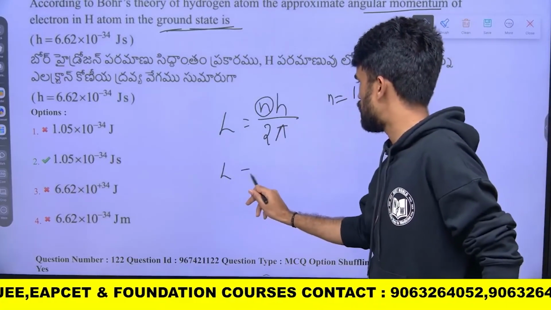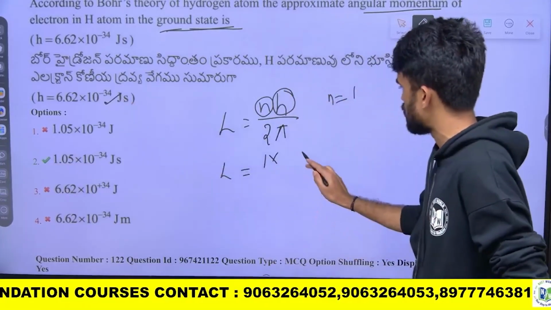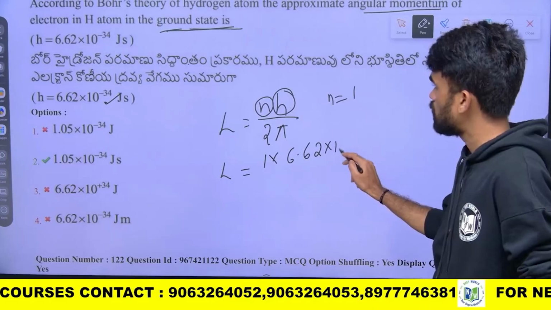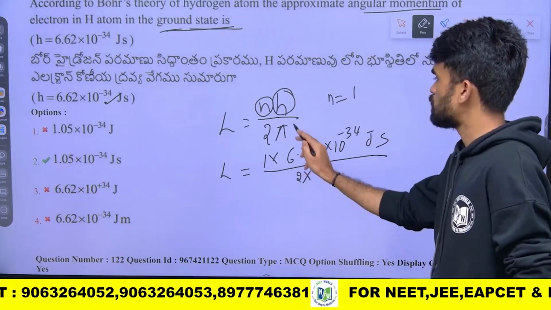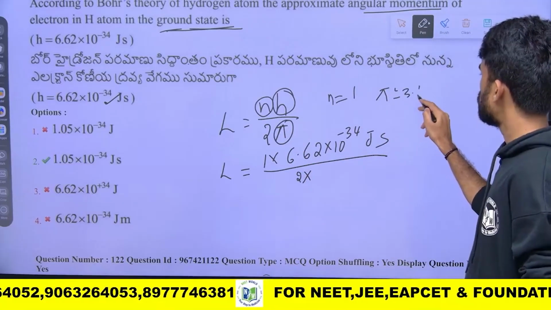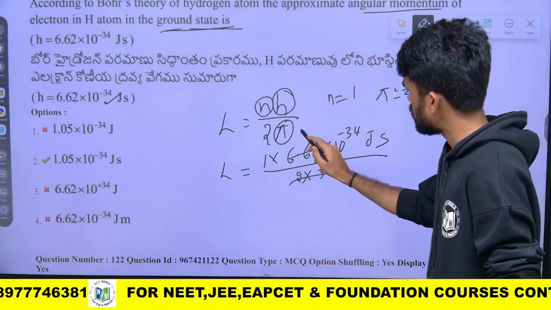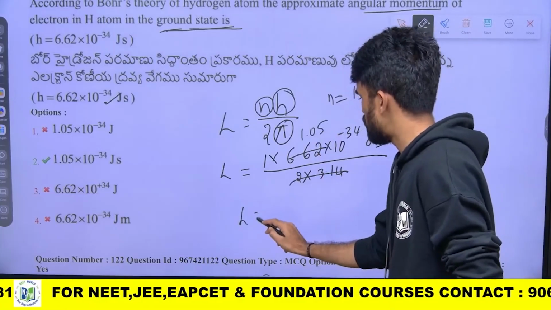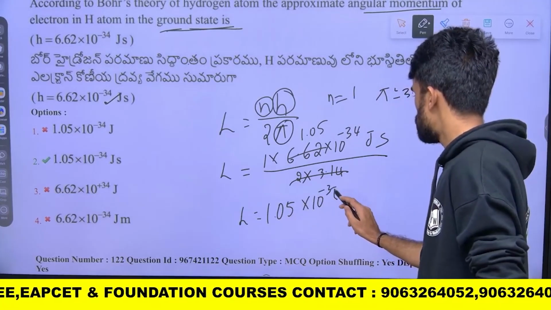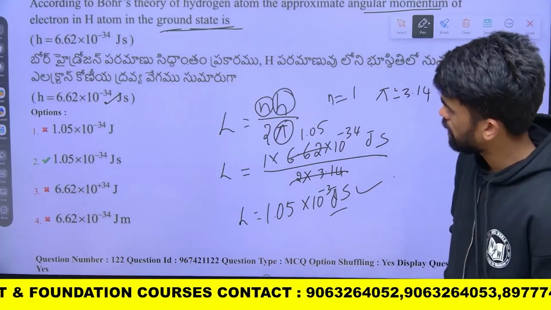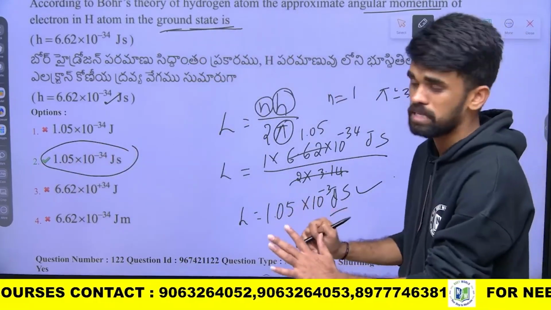So angular momentum L equals 1 into h, and the value of h is Planck's constant, which they mentioned here: 6.62 into 10 power minus 34 joule second, divided by 2 into pi, and pi equals 3.14. You can cancel this out, and we get it is around 0.5. So angular momentum L equals 1.05 into 10 power minus 34 joule second. This is our answer. Do we have such an option? Yes, 1.05 into 10 power minus 34 joule second is the second option. I hope it is clear now.